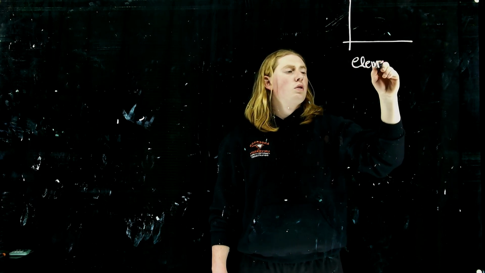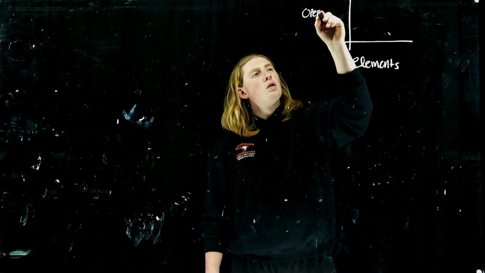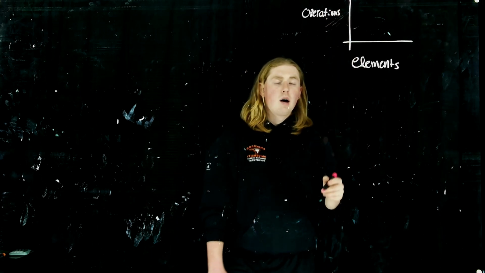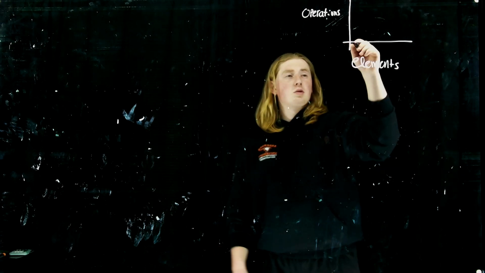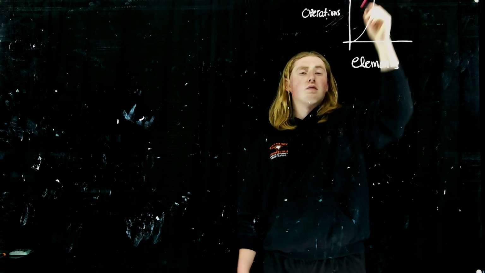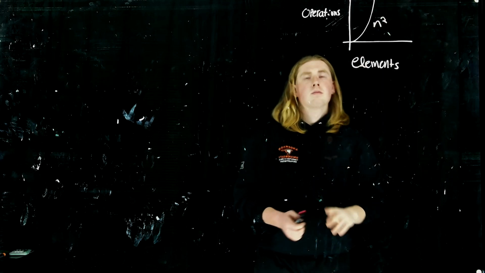So here's a graph that will help demonstrate what's going on with Big O. So I'm going to put this over here. We have the number of elements and the number of operations. Now, I will use x squared as an example. So x squared is a parabola, as we know. It looks something like this. But I'm going to call it n squared, just for Big O's sake.